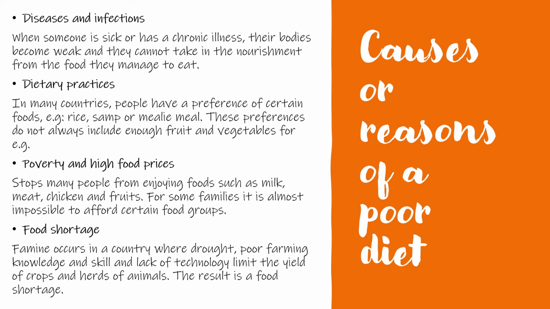Sometimes famine occurs in a country where drought, poor farming knowledge and skill, and a lack of technology limit the yield of crops and herds of animals. This results in food shortage. In any of these situations, people will eat whatever food is available to them, often leading to an unhealthy diet. An unhealthy diet can lead to many health problems as the body does not get the right amount of the different food groups and therefore cannot function properly.